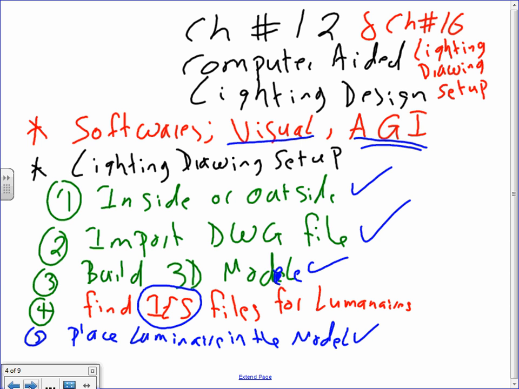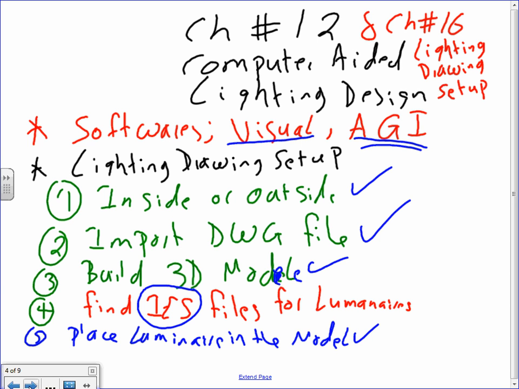And chapter 16 tells you all the way is making lighting drawing step by step. How do you do the lighting drawing step by step? So I'm going to lump sum these two in one, lighting drawing step by step, because when you have a software, you actually do the calculation and you do the lighting design step by step all in one. You see how it lumps them? I gave you guys the summary of that.